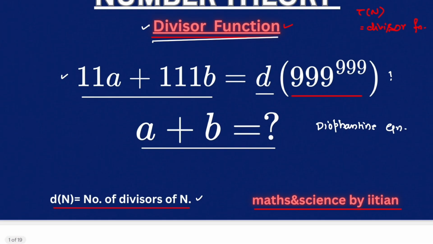Now let's move further. What is the question given? The question is: 11a plus 111b is equal to the number of divisors of 999 to the power of 999. Then find a plus b, equal to how much?